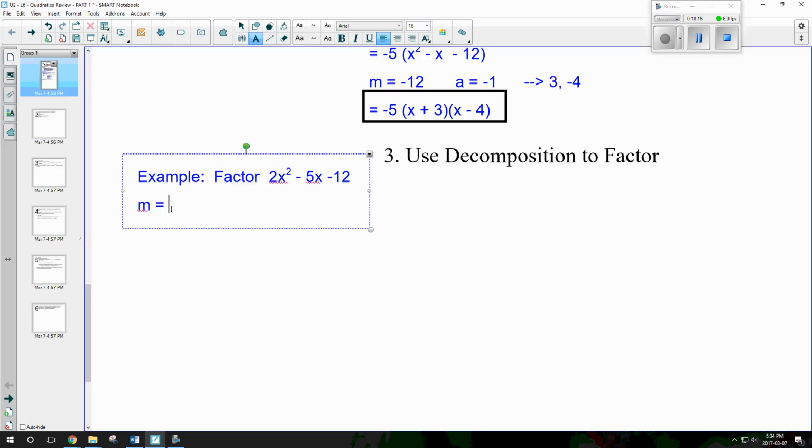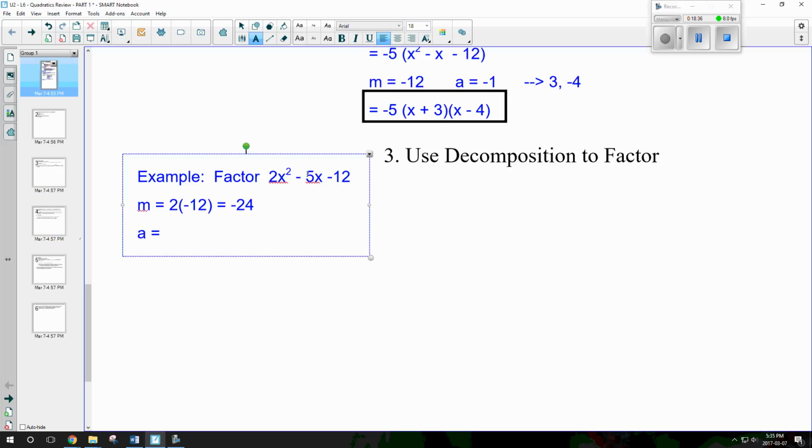So we have to pull out our m value and our a value. Remember, the only difference with the m value and a value is that our m value makes up the a multiplied by the c, so the first number multiplied by the last number. So we have to do 2 times negative 12 to find our m value. So in this case, our m value is negative 24.